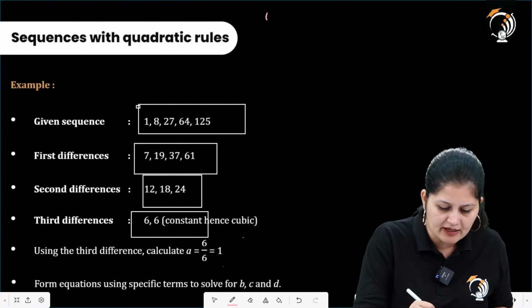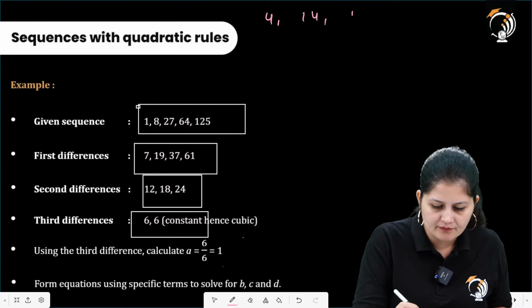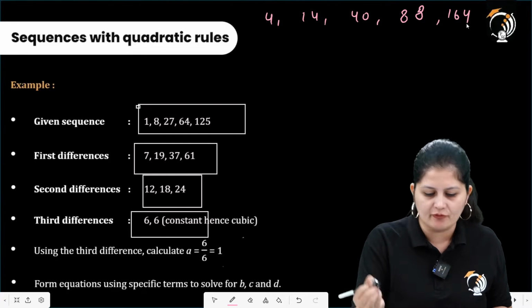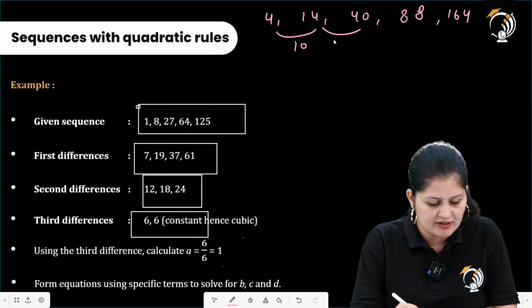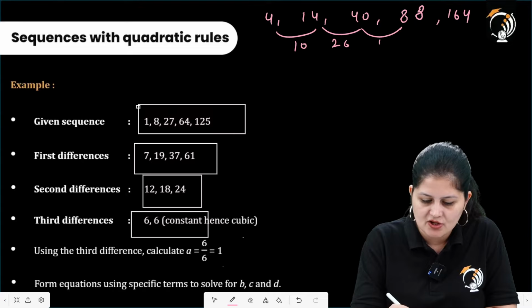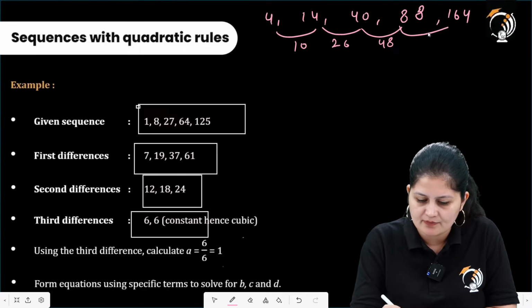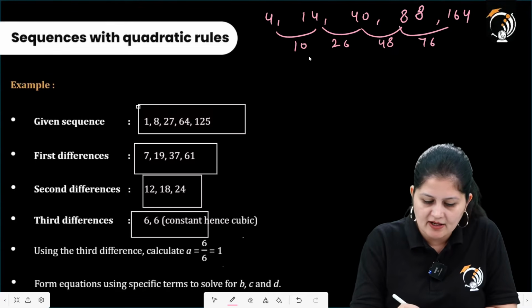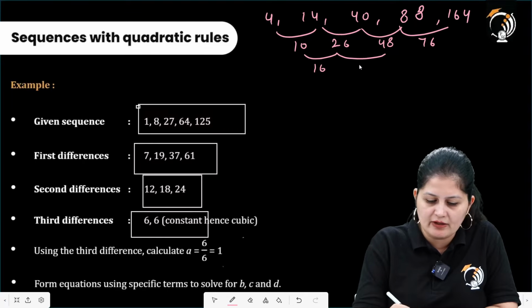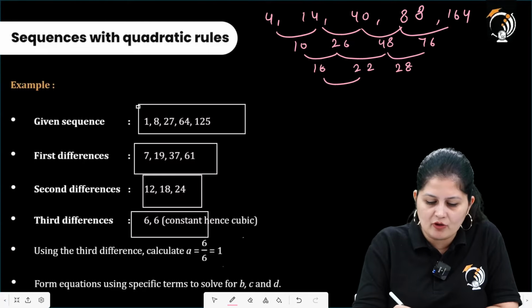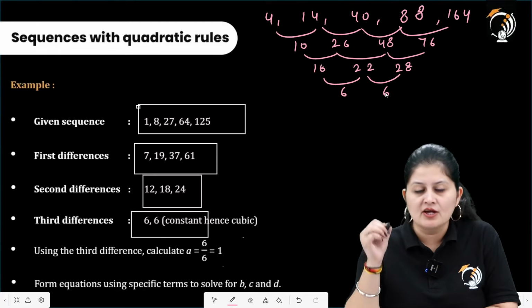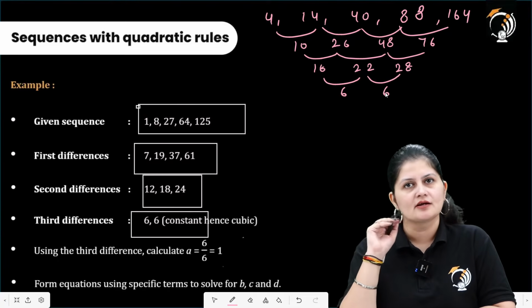Taking an example here, we have 4, 14, 40, 88, 164. Firstly, let's get the differences. This is 10, then 26, then 48, and then 76. Further, this comes out to be 16, then 22, and then 28. Further, we get the common difference as 6. So, the third difference that we are getting here is constant.